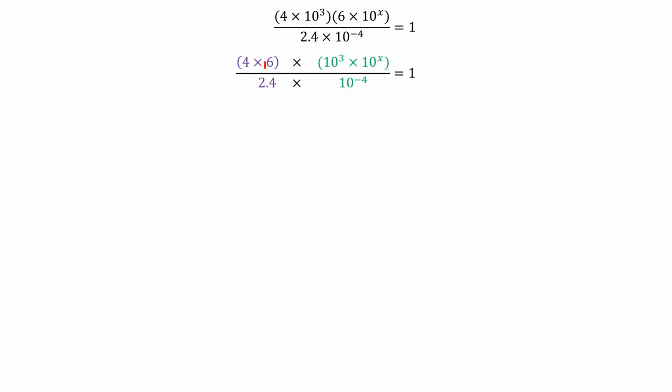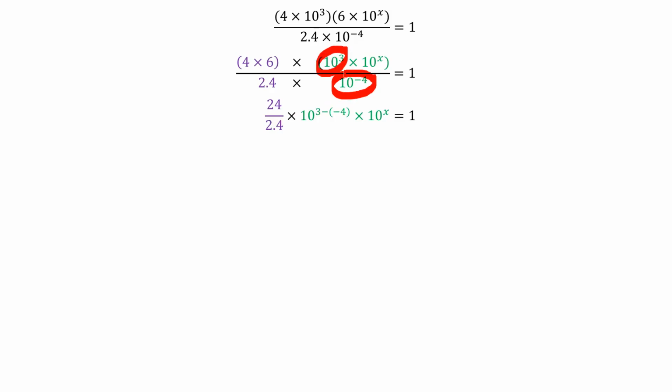So again, we have 4 times 6. Those are regular numbers, and we have the base 10. So 10 to the power of 3 times 10 to the power of x, we put them together. That's what we did. So we put the 6 over here, and we put the 10 to the third power over here. Now, what is 4 times 6? Well, 4 times 6 is 24 divided by 2.4. Now, we have 10 to the -4 power, and we have 10 to the third power.